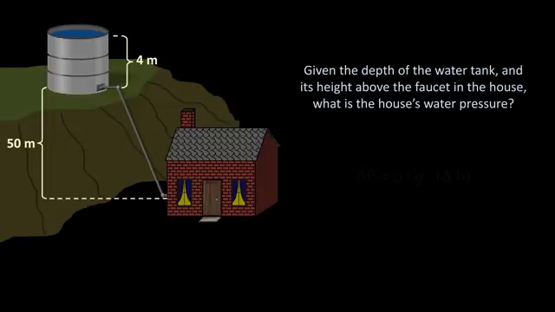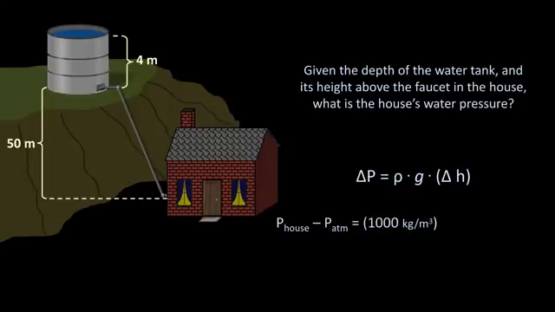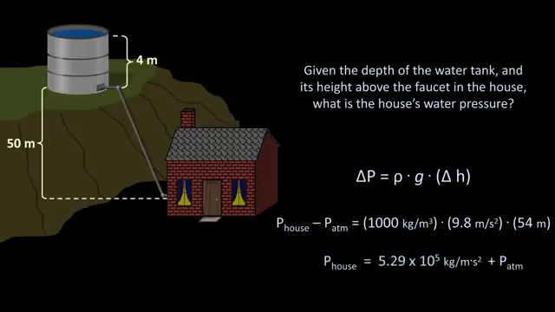As we just reviewed, the pressure difference between 2 points within a fluid system is the density of the fluid times g times the total difference in height between those 2 points. So we have the water pressure in the house's faucet minus the water pressure at the very top of the tank, which if the tank is open and unpressurized, is equal to atmospheric pressure. This equals 1,000 kilograms per cubic meter times 9.8 meters per second squared times the total height of 54 meters. This is equal to 5.29 times 10 to the fifth kilograms per meter second squared plus atmospheric pressure.